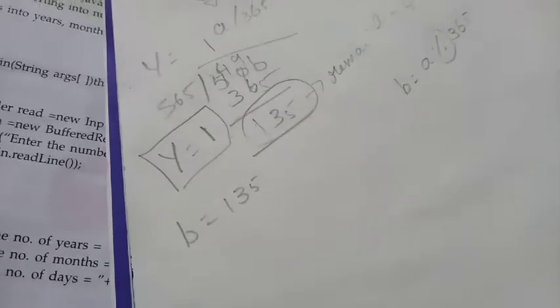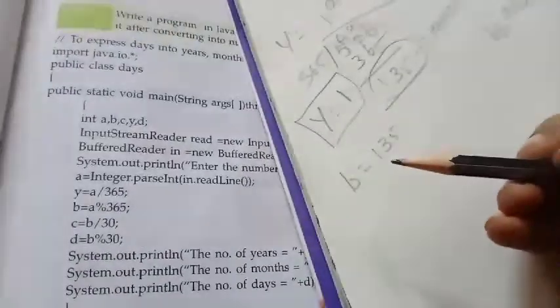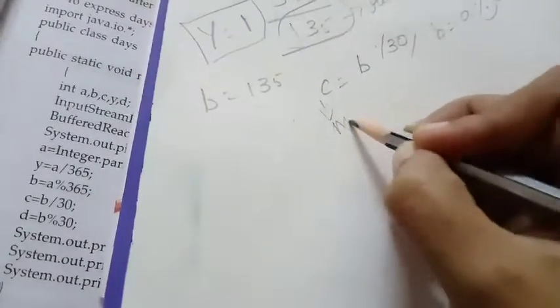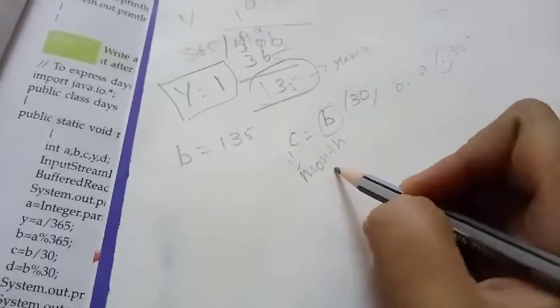Okay, b will be having 135 in it. Then what is that? c is equal to b divided by 30. So c is going to display your month. To find the month, what do we do? The number divided by 30 gives you the number of months.